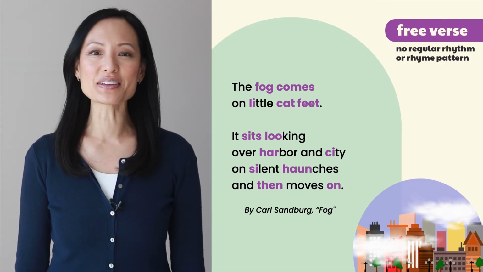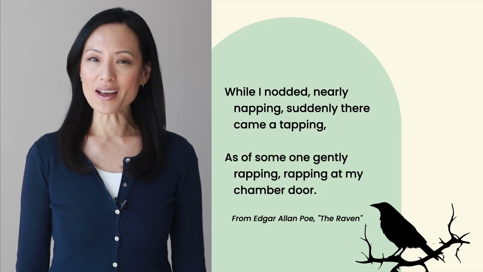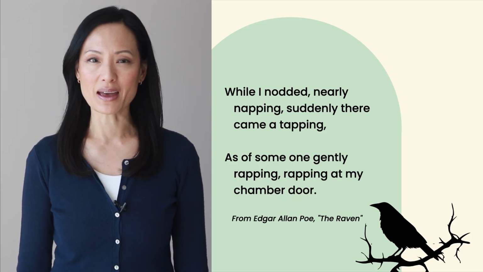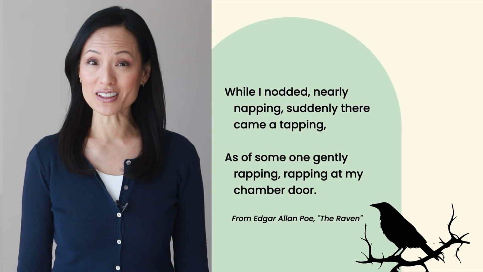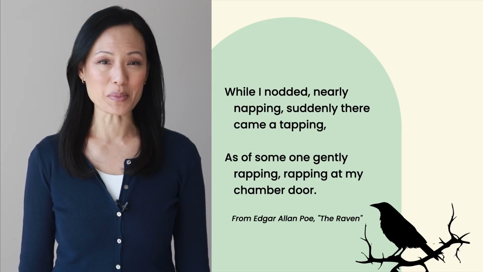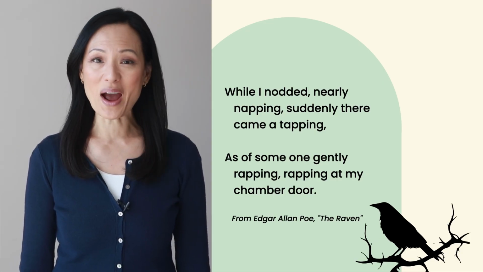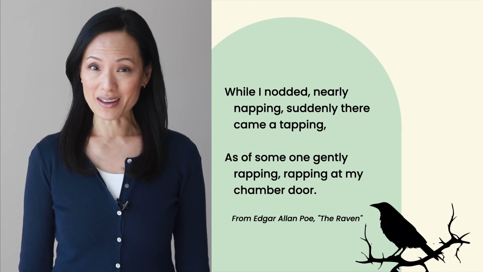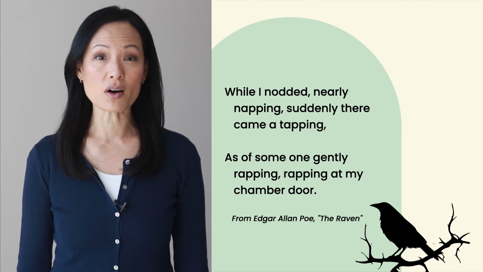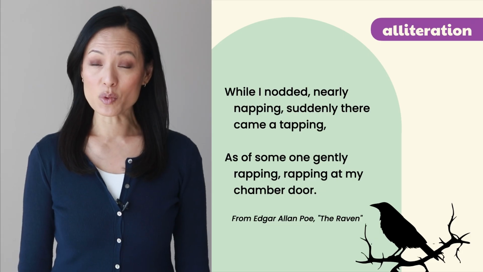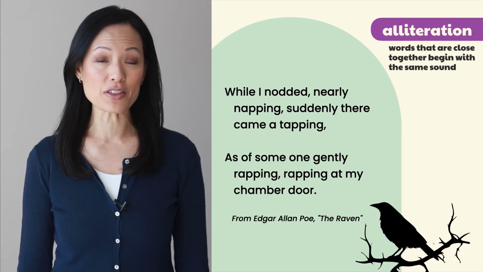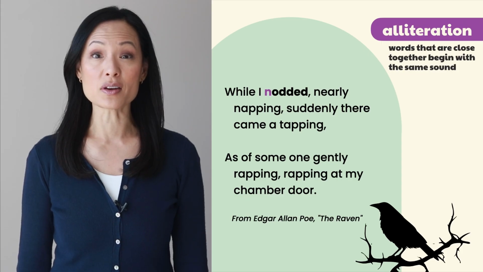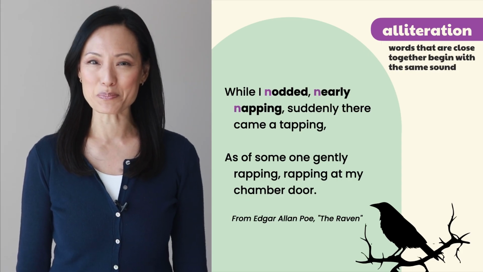Next, check out this excerpt. While I nodded, nearly napping, suddenly there came a tapping, as of someone gently rapping at my chamber door. Wow, these verses are another great example of rhythm, but they also illustrate something called alliteration, which is when words that are close together begin with the same sound, like we see here with nodded, nearly napping.